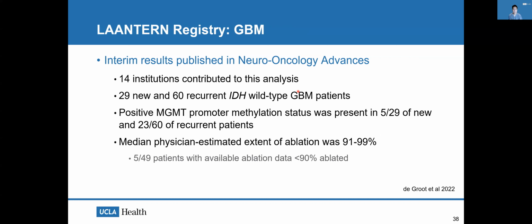what would happen if you had good technique and good outcomes, as the majority of these patients had more than 90% of their tissue ablated. And as we know from the GBM data, that is an important number as far as conferring a positive prognosis.